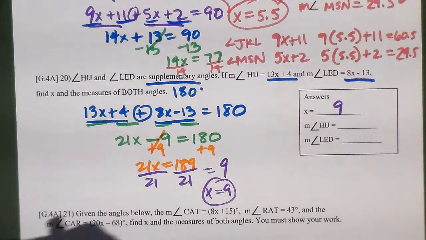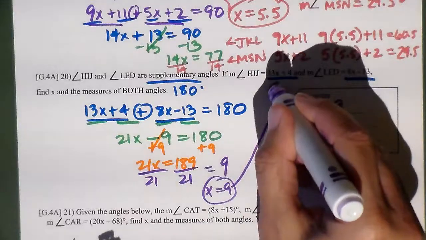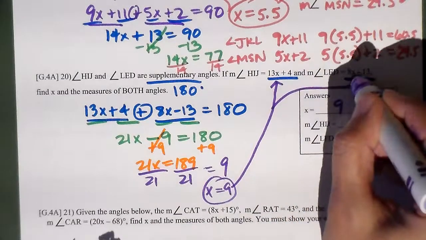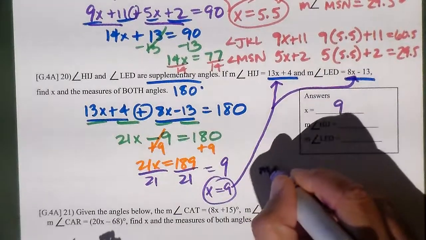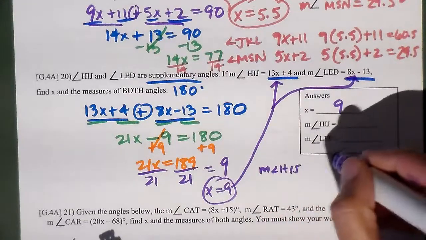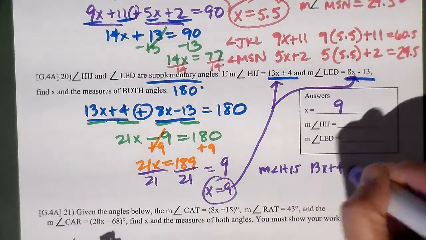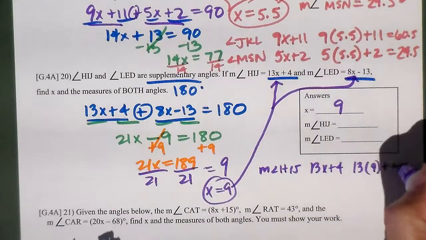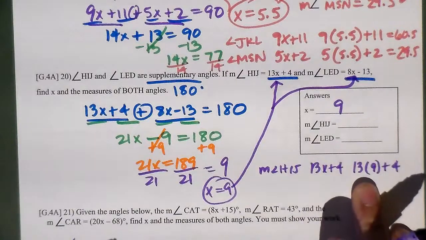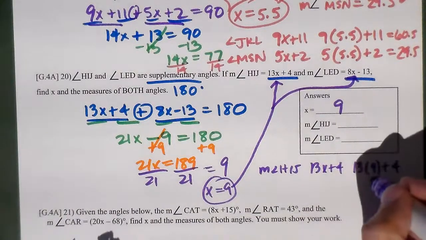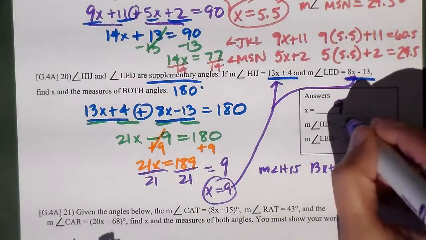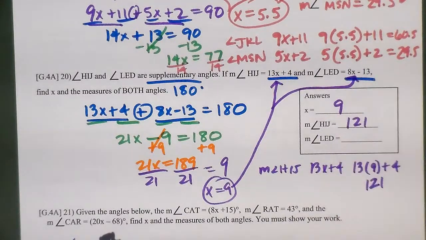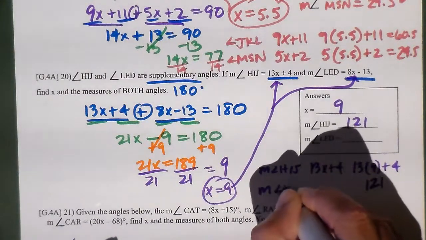But we're not done. I know x. How do I find the other angles? I'm going to take 9 and plug in for x. So let's do the measure of angle HIJ first. HIJ is 13x plus 4, which means 13 times 9, right? Plus 4. 13 times 9 is 117, plus 4 is 121. So HIJ is 121. Okay, I hope I did that right. 90 and 27, 117 and 4. Okay, so now let's do the measure of angle LED.